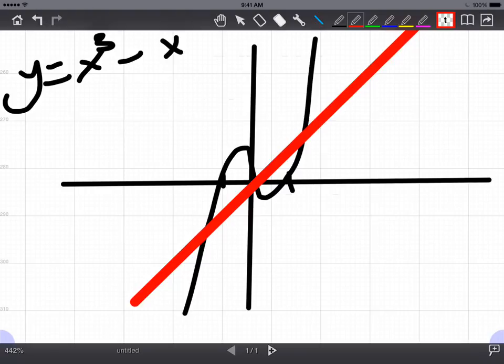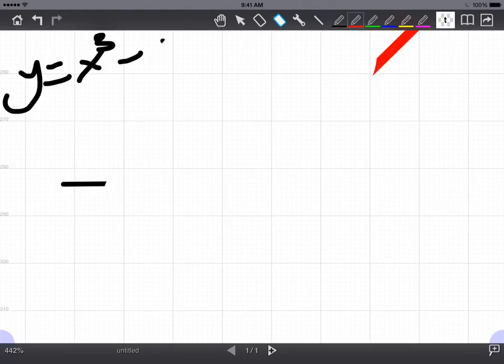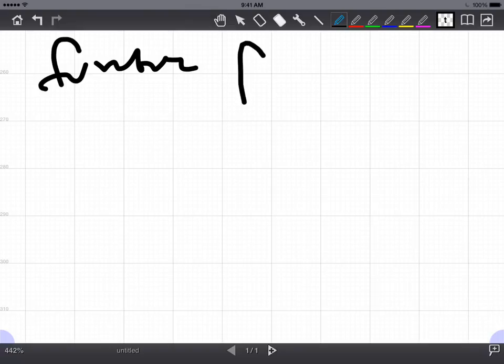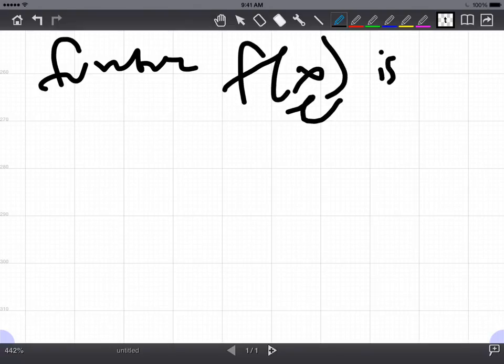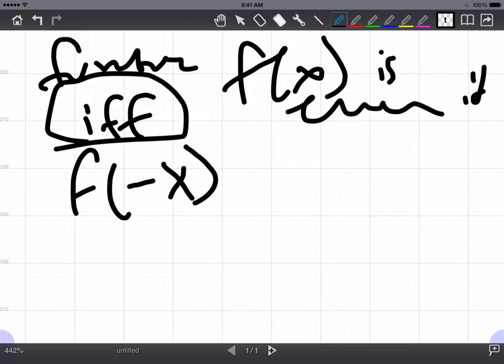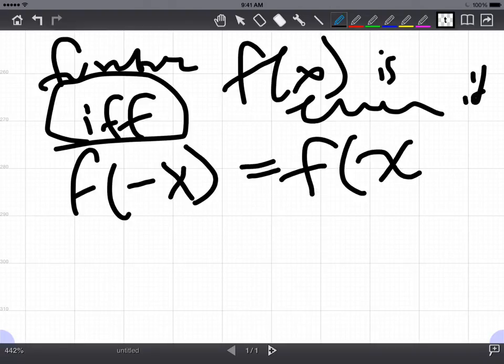And then there are many tests you can use to tell whether a function is even or odd. I'll go over those now. So a function f of x is even if and only if, and the converse is also true, f of negative x equals f of x.